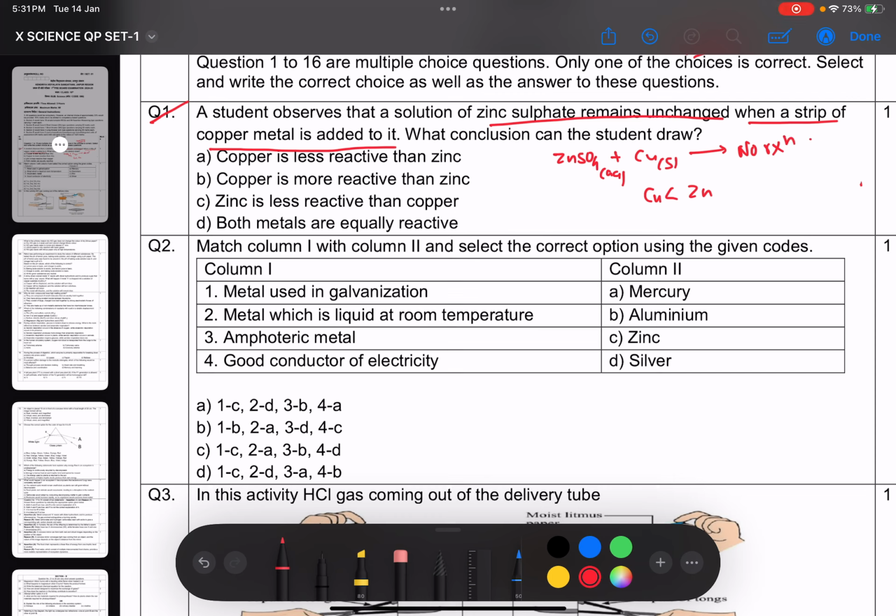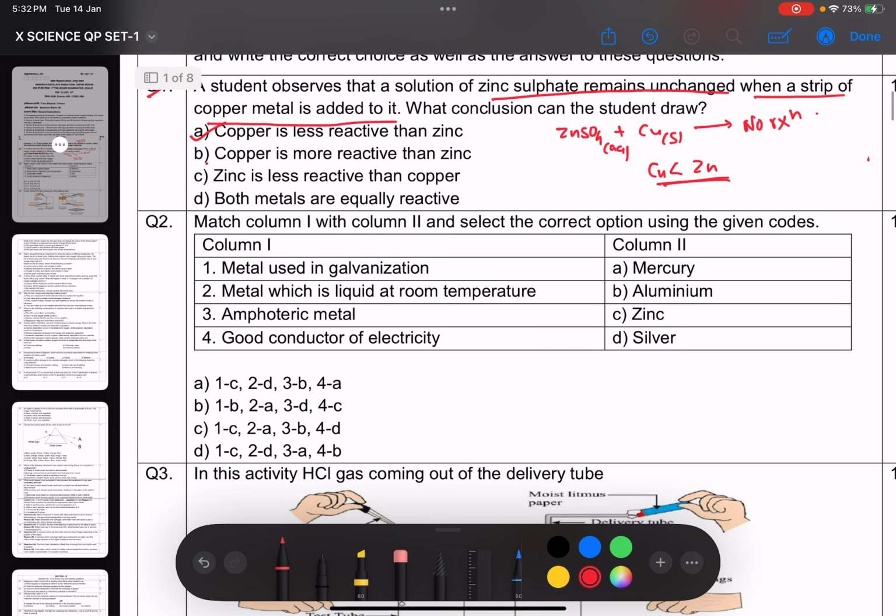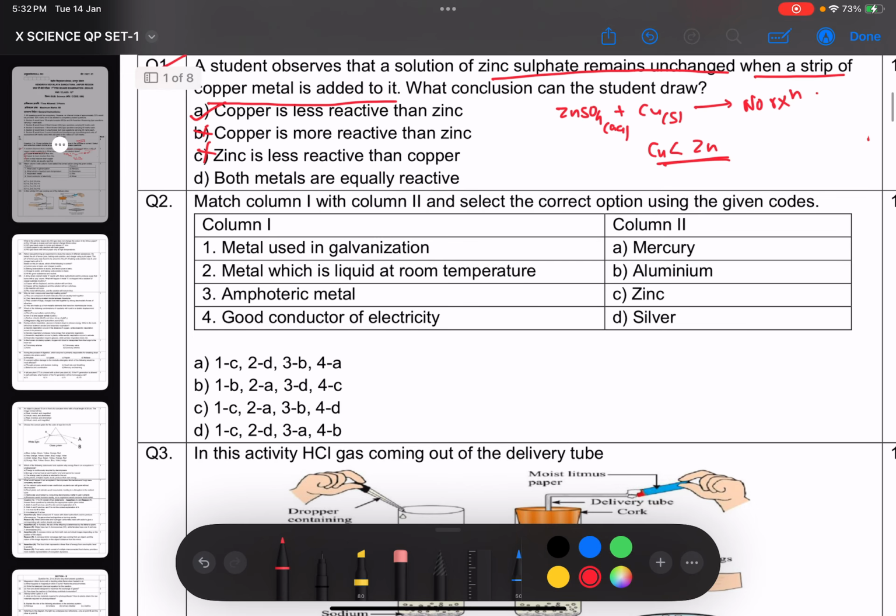So let's check the options. Copper is less reactive than zinc. This option is absolutely correct. Here we have seen that copper is less reactive than zinc, so again we have found the answer. Let's check the other options also. Here, copper is more reactive than zinc. This is the wrong option. Option C, zinc is less reactive than copper. This is the same answer in different language. Both metals are equally reactive. This is also not correct, because they are different metals and they have a variety of reactivity rates.